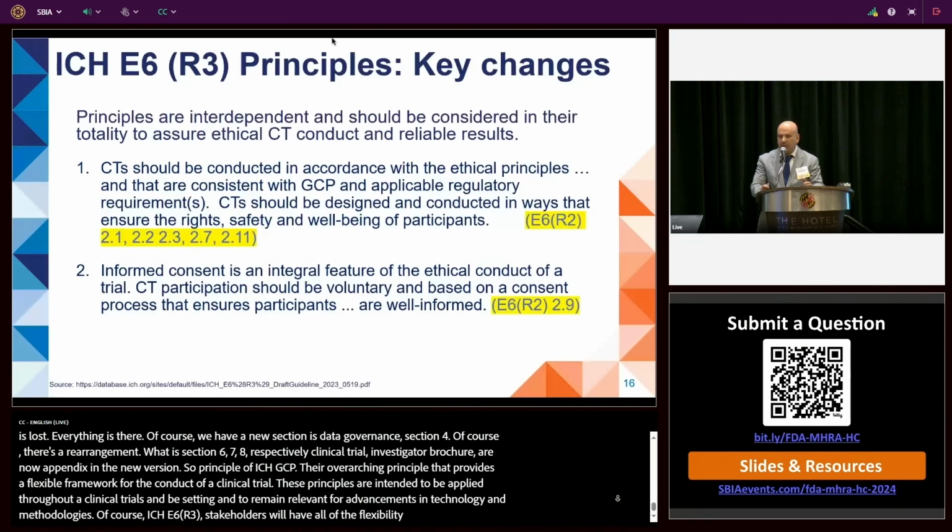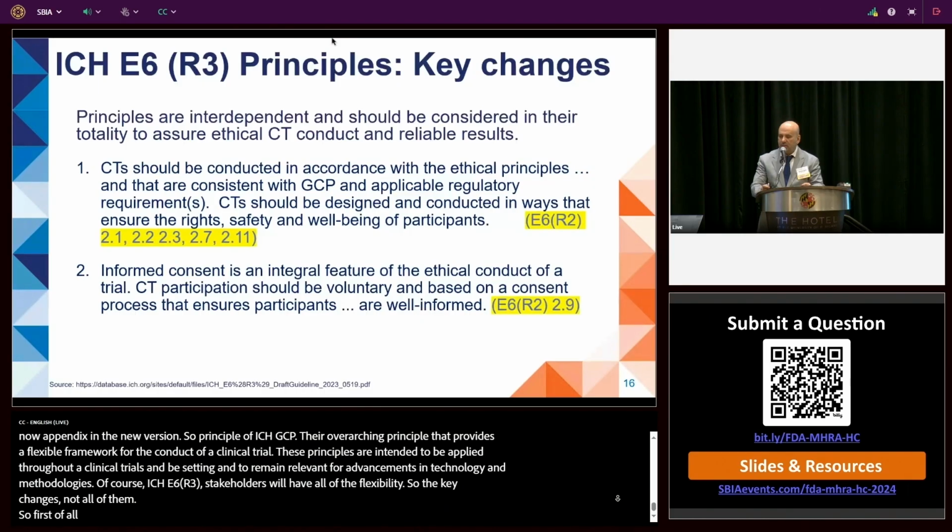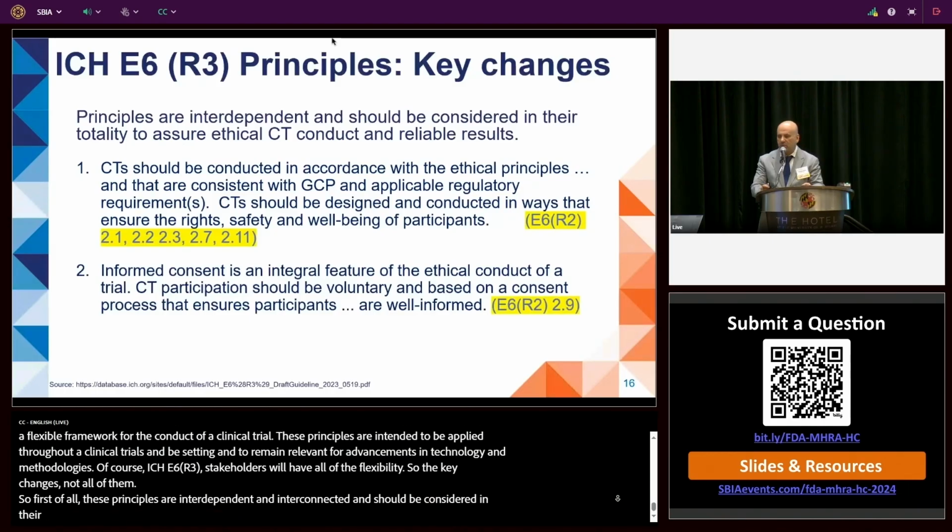So the key changes, not all of them. So first of all, these principles are interdependent and interconnected and should be considered in their totality to assure an ethical clinical trial conduct and reliable results.